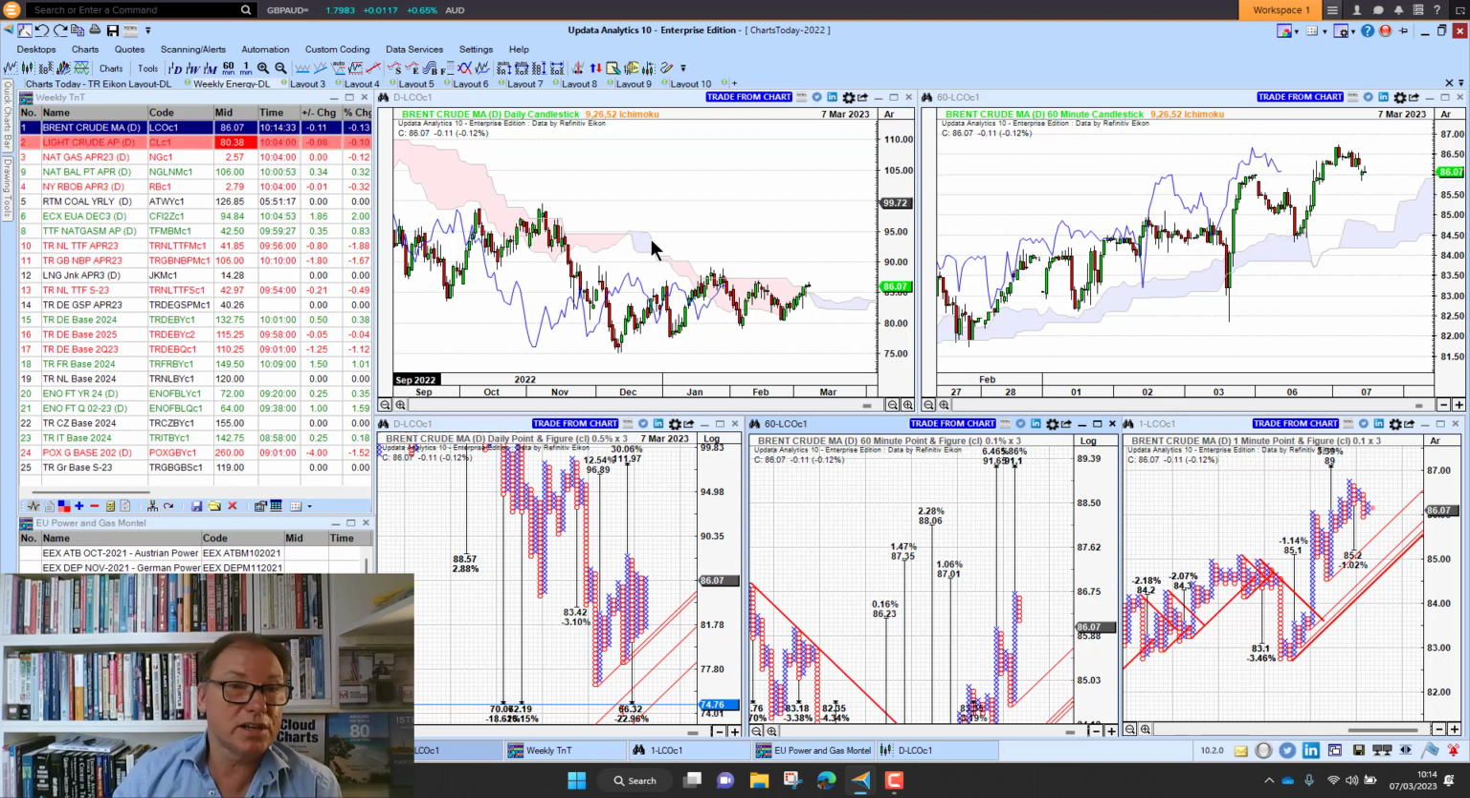Again, we could see a failed breakout. Someone on LinkedIn this morning commented a fake out, and that does happen, of course, but the reality is we are just starting to move above the cloud. That 90 level, we move above that, that's a different picture.